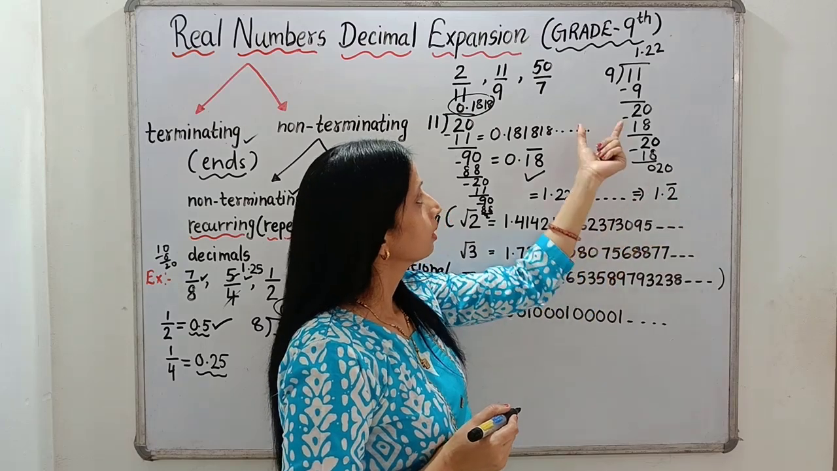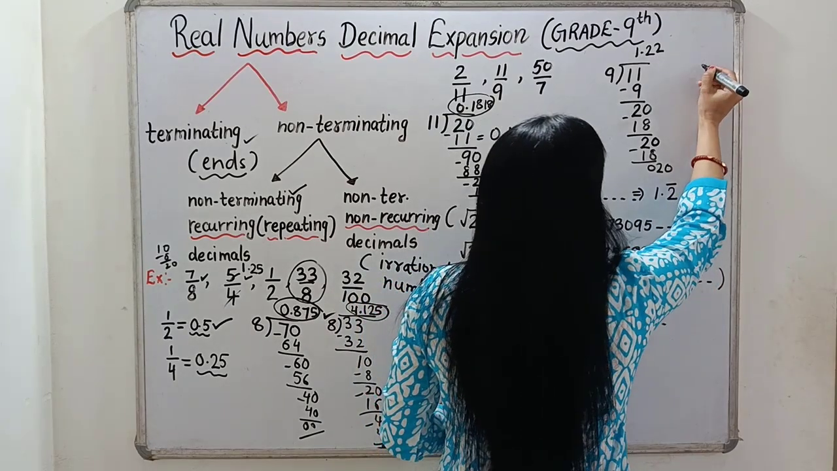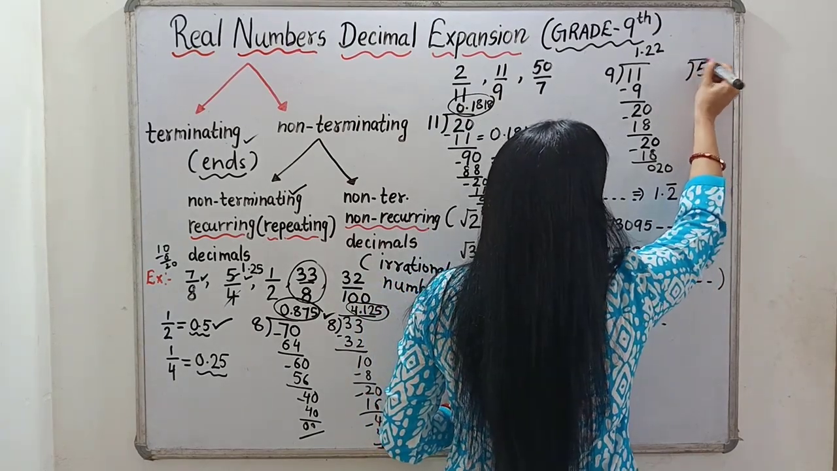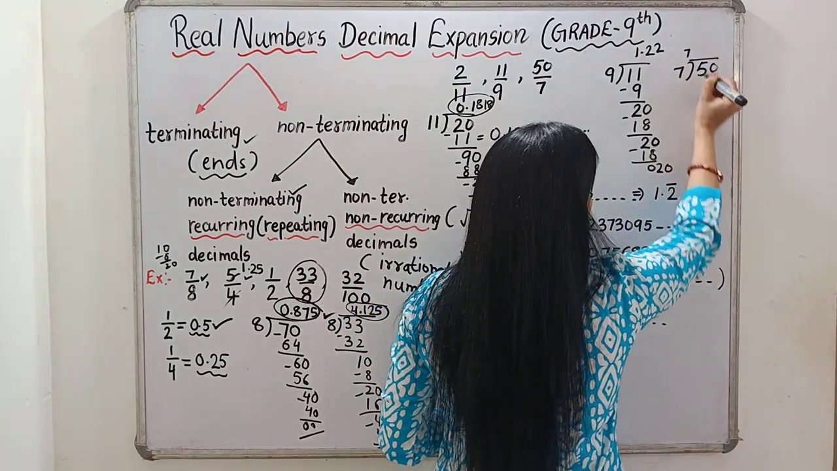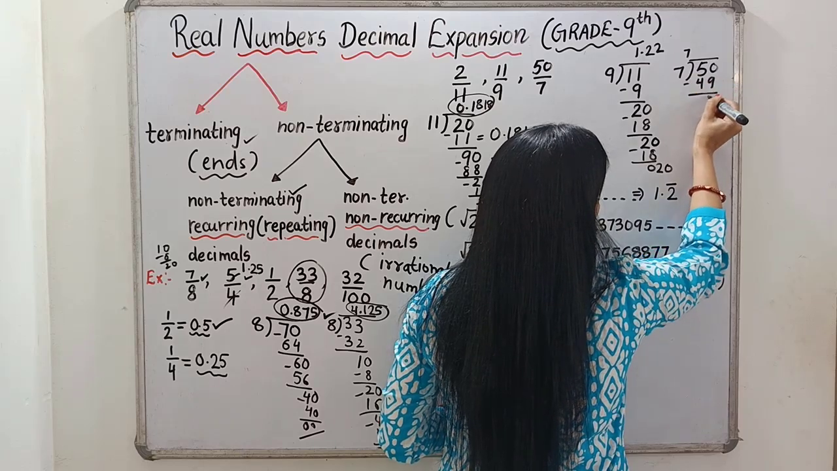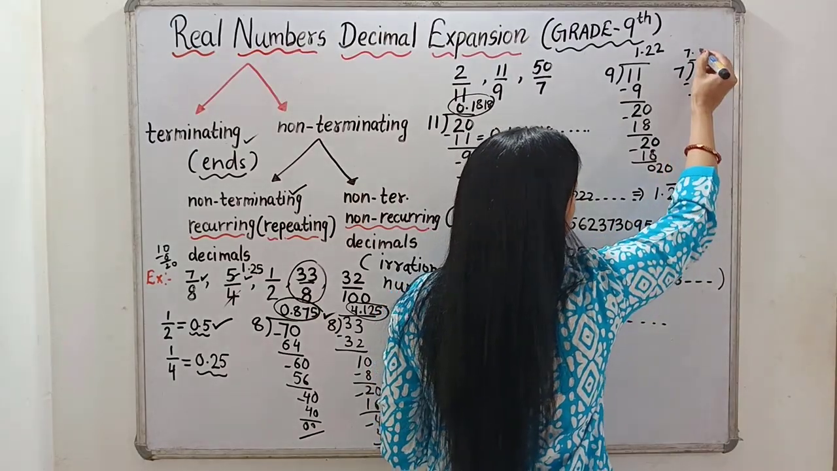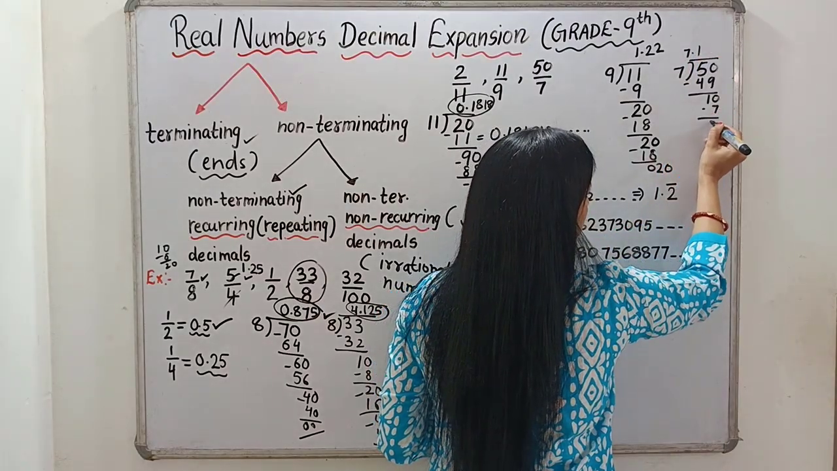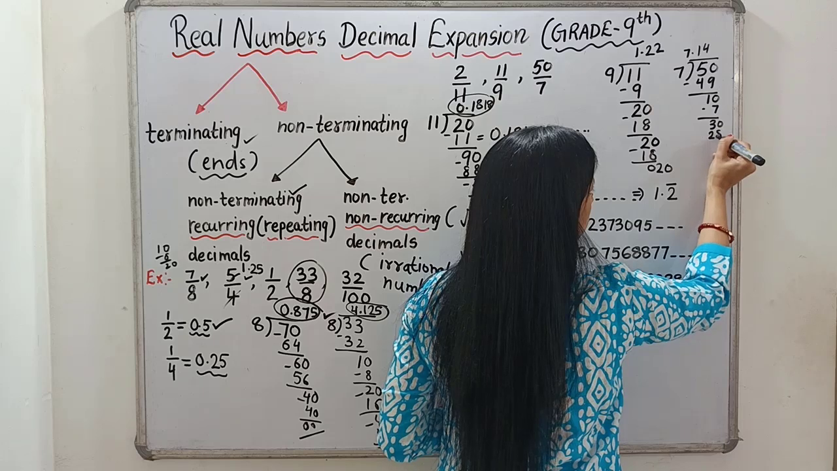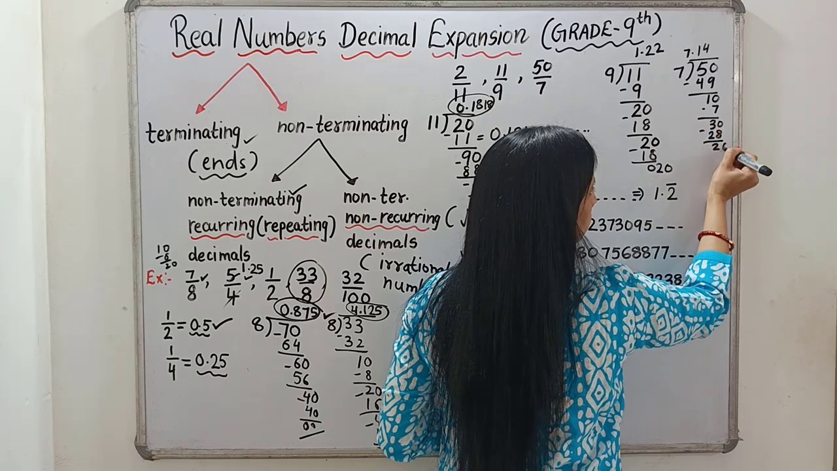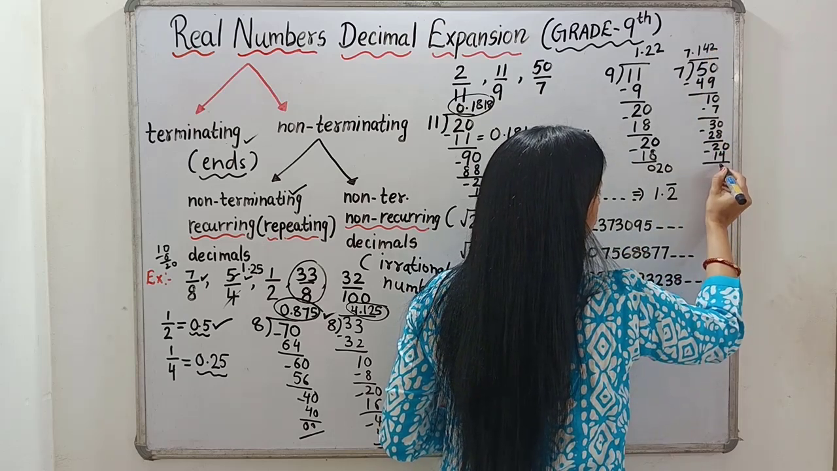Okay. Now similarly we can do it for 50 upon 7. So let's do it for 50 upon 7. Okay. 7 sevens are 49. So we are left with 1, put a decimal and put 0. 7 ones are 7. We will get 3 and put 0. 7 fours are 28. Write 2 and then 0. 7 twos are 14. 20 minus 14 is 6.